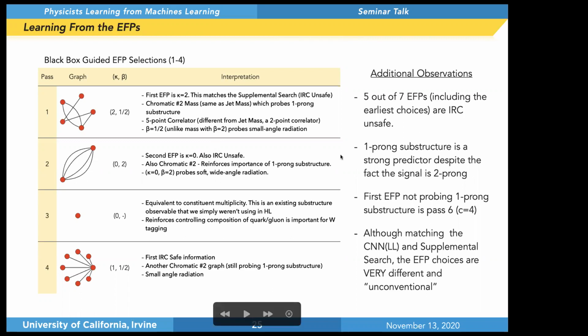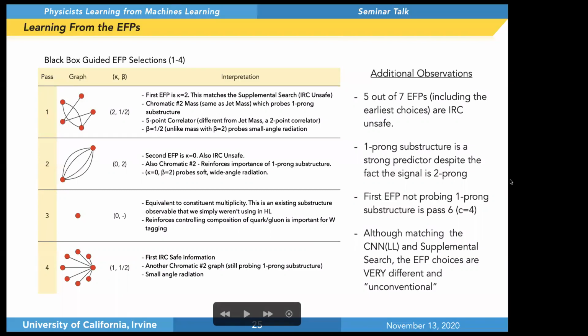It's another chromatic number 2 graph. So again, it's picking an EFP that's sensitive to monojets rather than dijets. And the fact that it's beta equals 2 means now it's picking an EFP that's sensitive to wide angle radiation. The third graph is also interesting because it's a jet substructure observable that we already use. This dot graph is equivalent to jet multiplicity. So it's one that we know about, but it's not one that we were using in our previous data set. It's picking a jet substructure observable that we already know about, but that we didn't think to use in our original study.